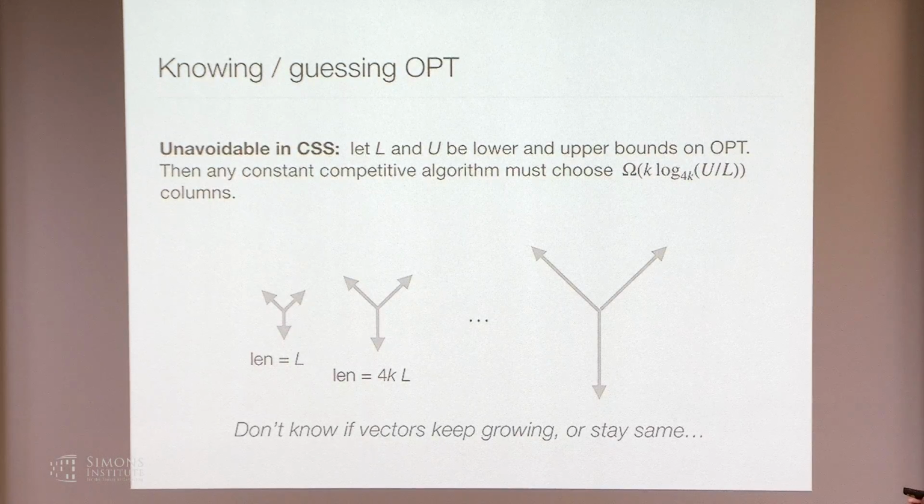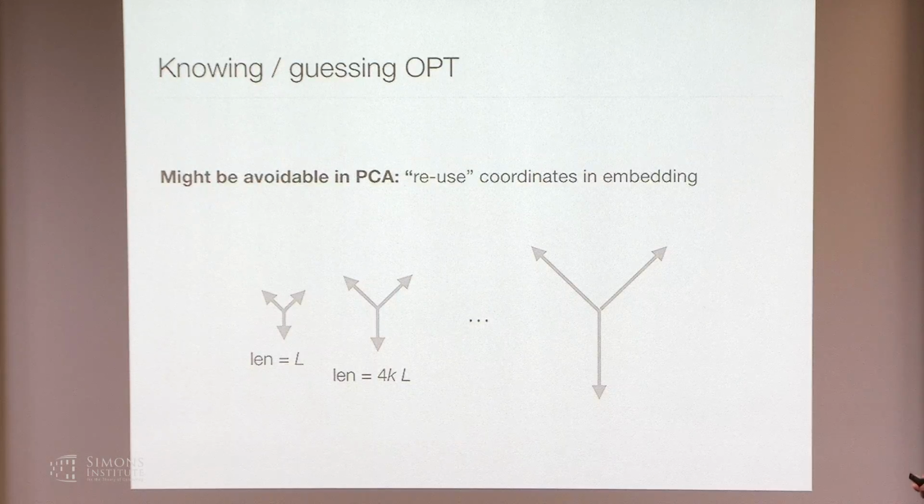But for PCA you can do something interesting. Remember in PCA, if your vectors keep growing a lot in length, then you can start reusing the coordinates in the embedding. I won't go into the details, but it's a weird thing that is possible for PCA. So it might be that for PCA you can actually get an algorithm without any such assumptions. Alright, so let me end there.